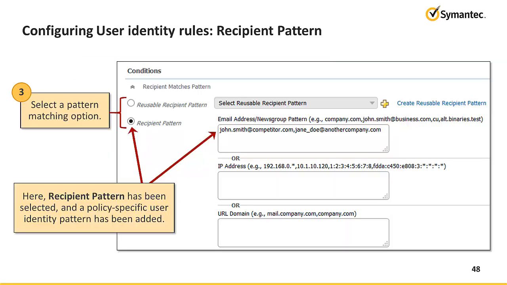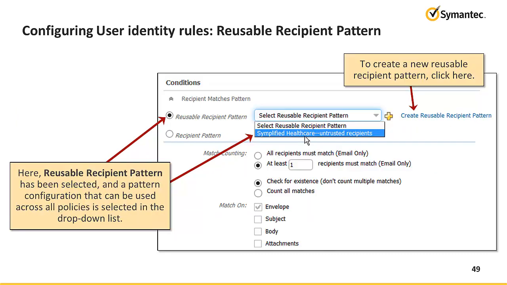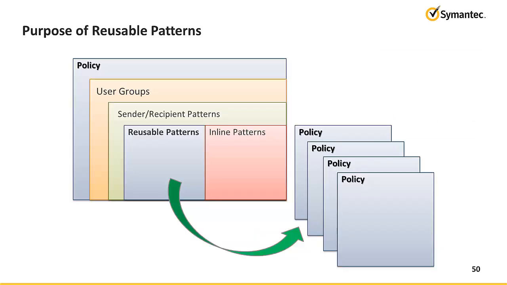To configure conditions for the user identity rule, do one of the following. Select the Pattern option and specify the patterns you want to match. Or select the Reusable Pattern option, and then from the accompanying drop-down list, select the reusable pattern you want to match. The main advantage of reusable patterns is to simplify the task of keeping policy rules updated.